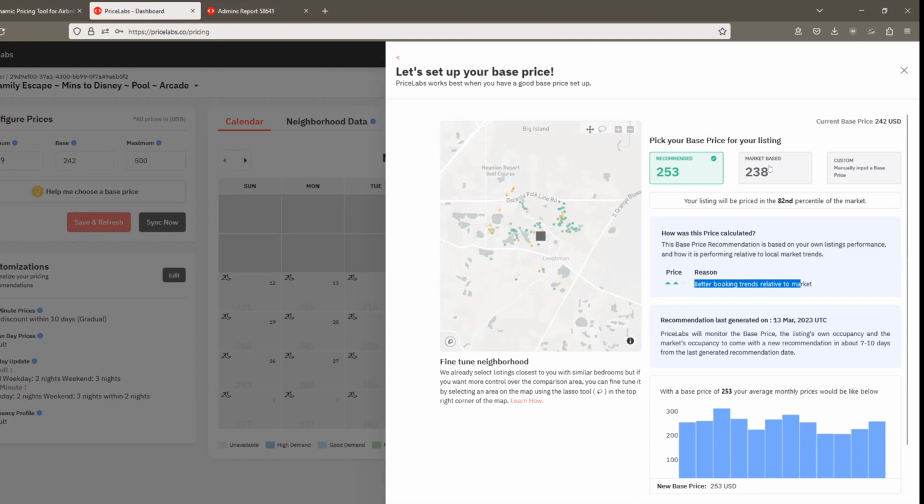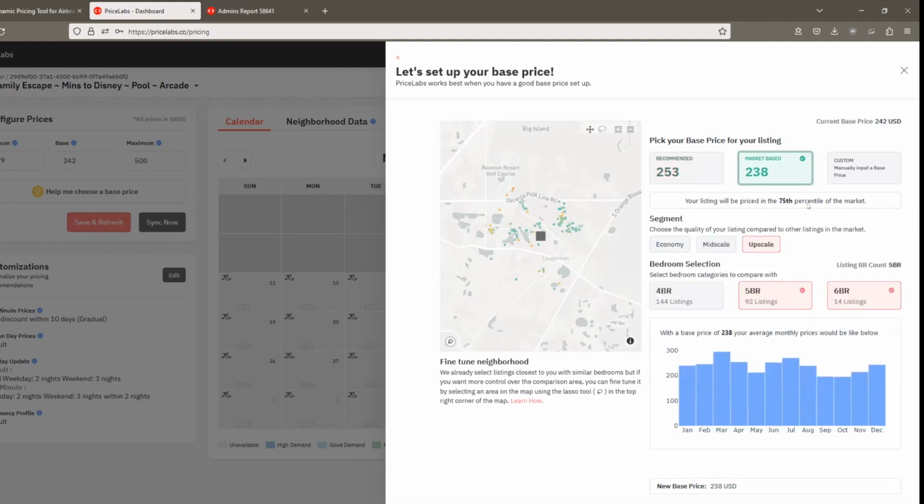We show you what the market is charging. So the market, surprisingly, is very close to what 5 and 6 bedrooms in the location are. This is what he must have chosen in his account already to say, hey, this is what I compete against. And again, he's saying he's an upscale property. So he has picked these filters and said, okay, market is at 238, and he picked 242. Now we are saying you can go even higher. You're doing well, essentially, right?